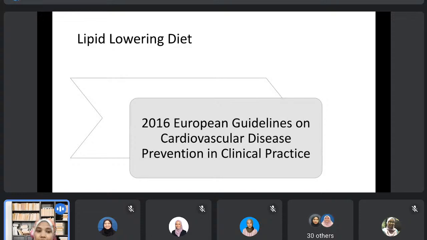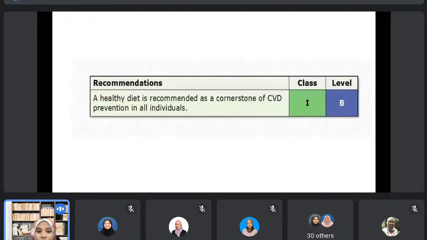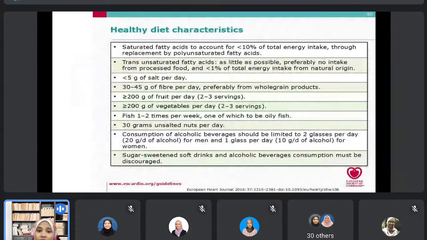And then next is the under-lipid lowering diet, which is according to this European guidelines on cardiovascular disease prevention in clinical practice. So yang mana healthy diet is recommended as a cornerstone of CVD prevention in all individuals. Okay, and what are the characteristics of healthy diet? Which the first one, saturated fatty acid to account less than 10% through replacement by PUFA, and then trans fatty acid should be consumed as little as possible. Preferably, no intake coming from the processed food and only 1% of total energy intake coming from the natural origin.